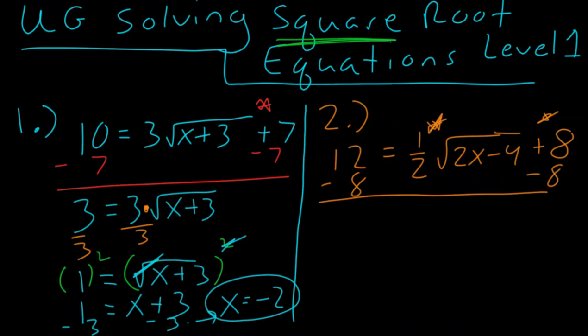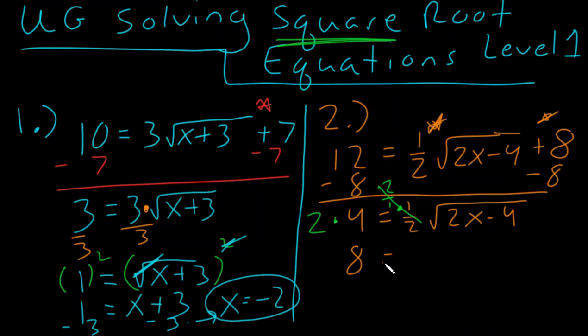And at this point, 12 minus 8 is 4, is equal to 1 over 2 square root of 2x minus 4. Now let's use a different color here. In order to get rid of a fraction, you never want to divide by that fraction. You actually want to multiply by its reciprocal. So the reciprocal of 1 over 2 is really 2 over 1. Those cancel. But whatever we do to the right side, well, of course we have to do to the left side. And 2 over 1 is really the same as 2. So at this point, I can say 2 times 4 is 8, is equal to the square root of 2x minus 4.